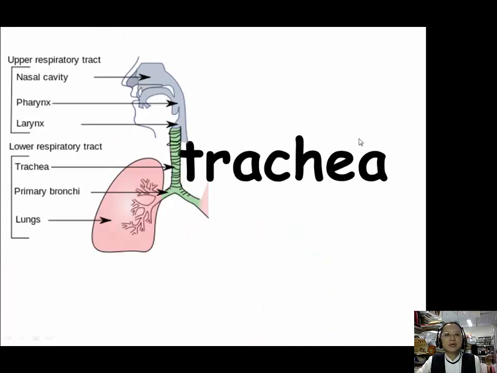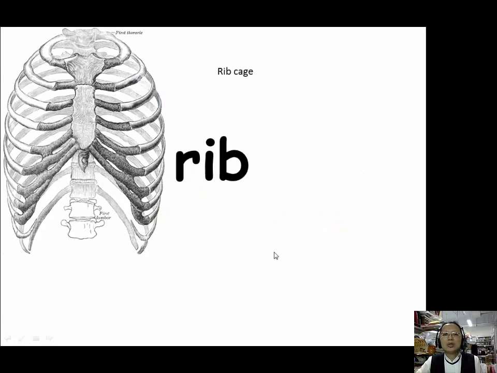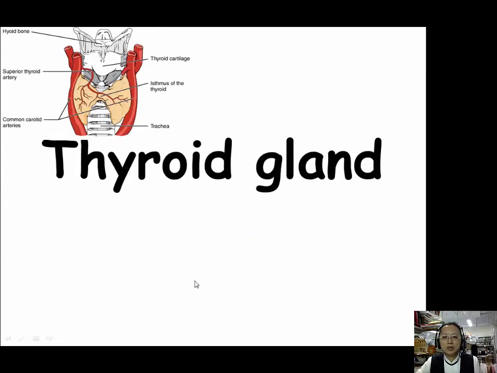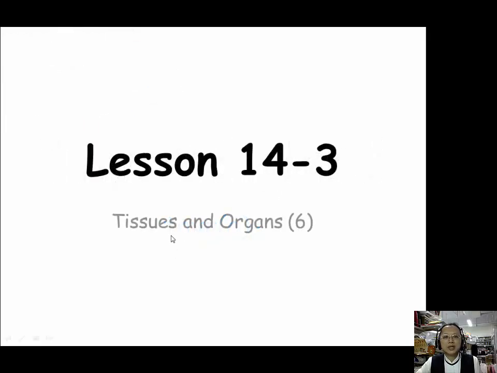pulmono, P-U-L-M-O-N-O. For trachea, which is this part of our respiratory tract, we have 1 prefix, tracheo, T-R-A-C-H-E-O. For rib, which is this part, we have 2 prefixes, costo, C-O-S-T-O, and pleuro, P-L-E-U-R-O. And for thyroid gland, we have 1 prefix, thyro, T-H-Y-R-O. Now let's proceed to the last part of lesson 14.